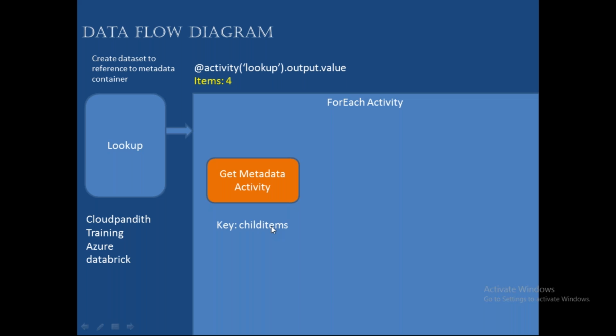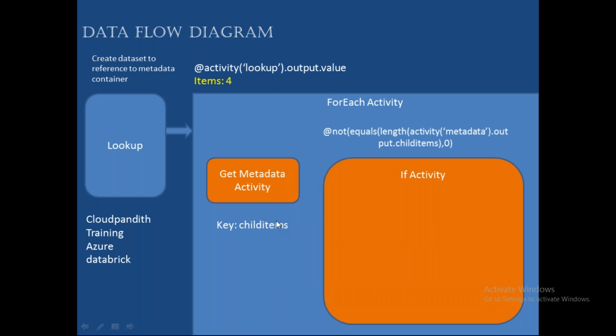Once I get those file names, I will pass them to the if activity. In the if activity, I will put something like this: activity.metadata.output.childItems. So child items I'm getting. The length of child items is nothing but it is going to give you the number of files.